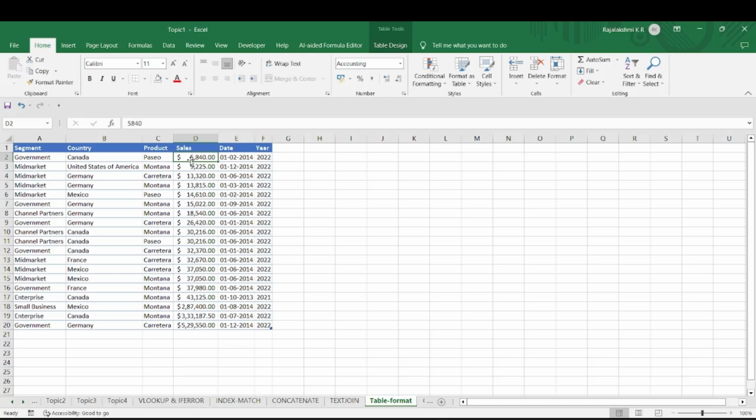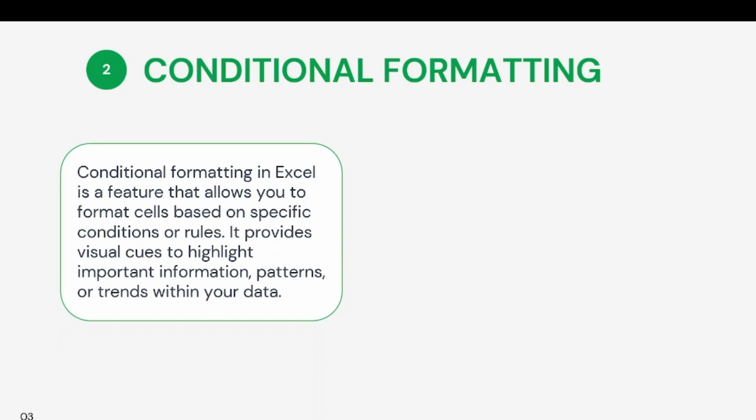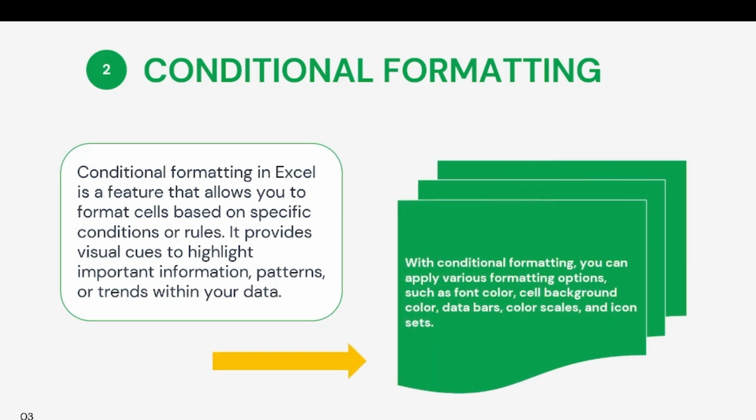Let's move on to conditional formatting. Conditional formatting in Excel is a feature that allows you to format cells based on specific conditions or rules. It provides visual cues to highlight important information, patterns, or trends within the data. With conditional formatting, you can apply various formatting options such as font colors, icon sets, and color scales.